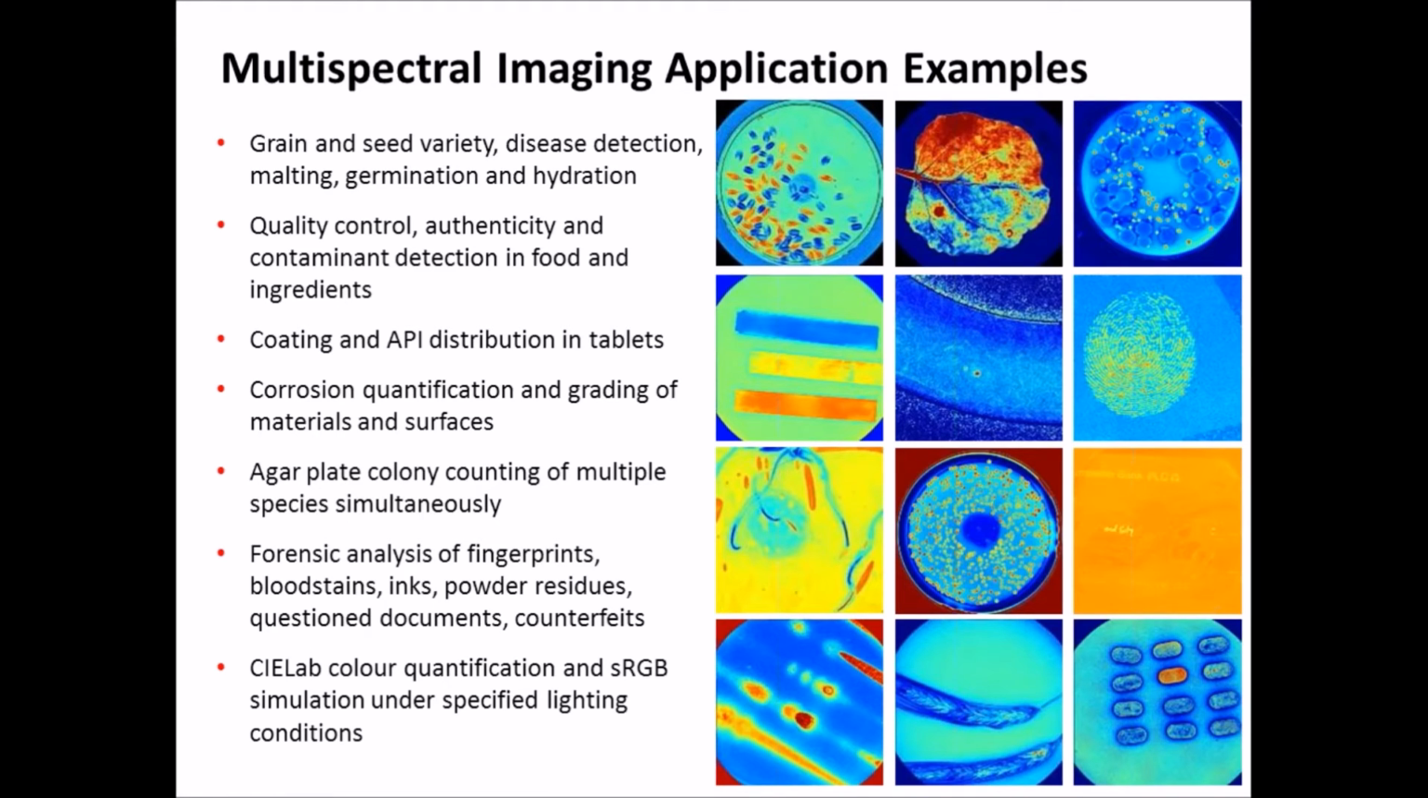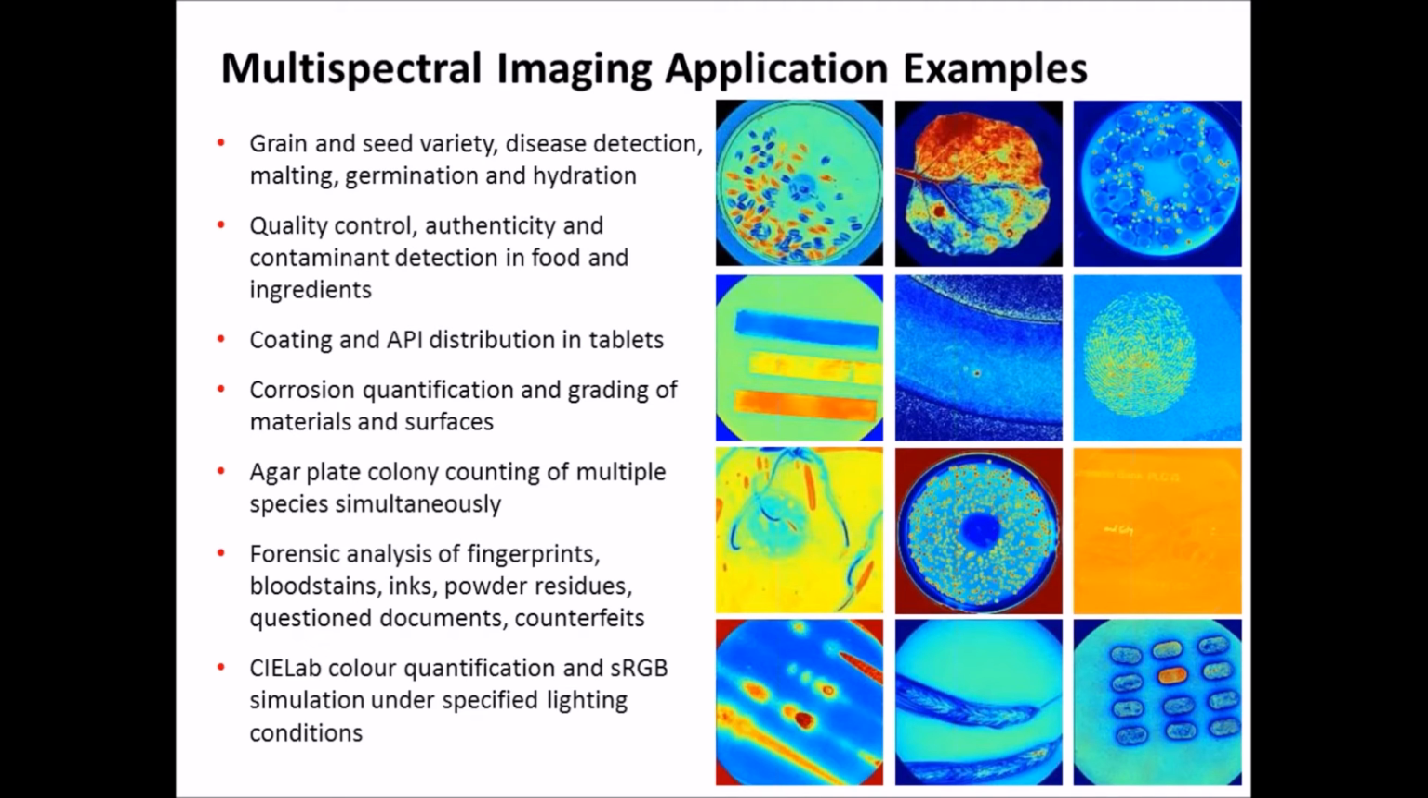So we can see a couple of images here, perhaps a bit small to see, but an agar plate with two different kinds of colonies here, and it can tell the difference between the two and count them separately and quantify them separately. Forensic analysis is another application, of course. The Home Office has one for fingerprints, but we could also look at bodily fluids or questioned documents, counterfeit documents, inks, that sort of thing.